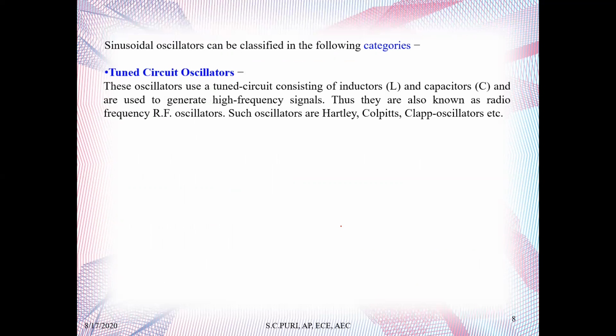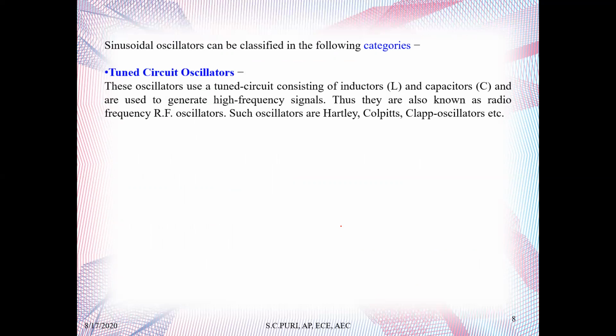Sinusoidal oscillators can be classified in the following two categories further. Tuned circuit oscillators. These oscillators use the tuned circuit consisting of inductors and capacitors and are used to generate high frequency signals. Thus they are also known as radio frequency, RF, oscillators. Such oscillators are Hartley, Colpitts and Clapp oscillators, etc.